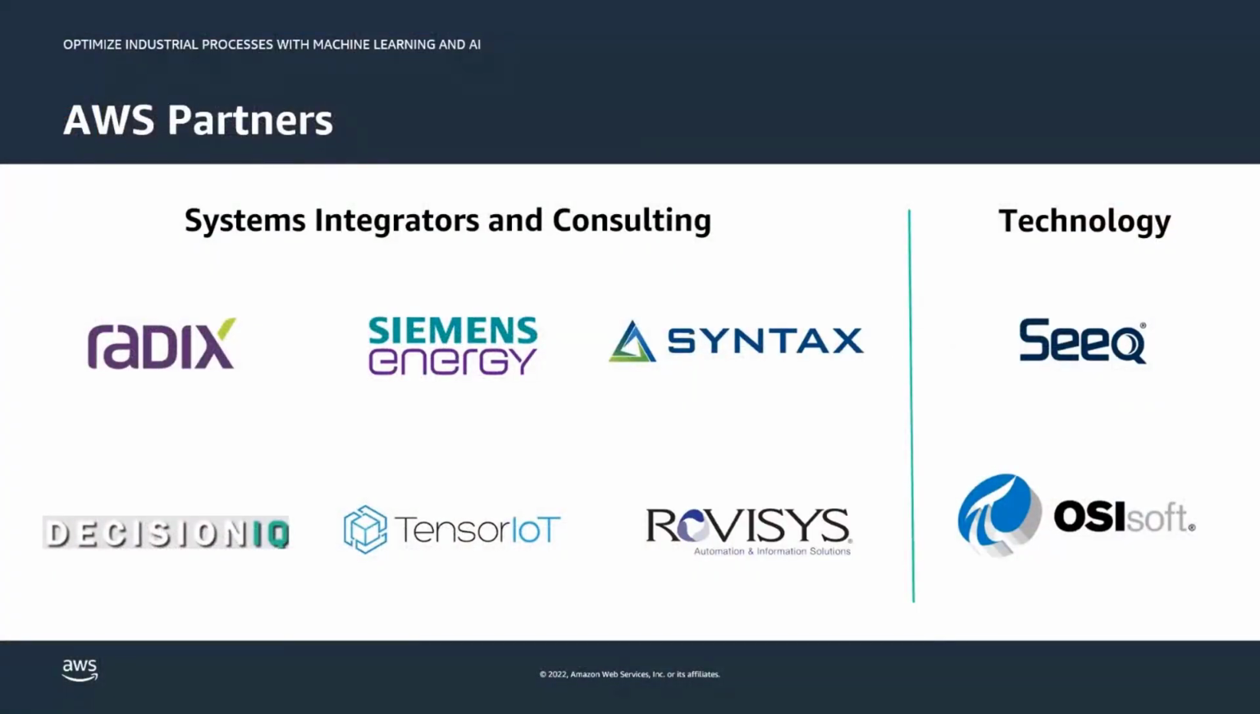And by the way, there are also AWS partners that can support you in implementing predictive maintenance solutions if you need or want any implementation help, or if you have a need for more customization for your unique use case. Some of these partners include Radix, Siemens Energy, Syntax, Decision IQ, Tensor IoT, Rovasys, Seek, and OSIsoft. You can also find more about these partners and how to get in touch with them on our website, which I will share at the end of this Tech Talk.